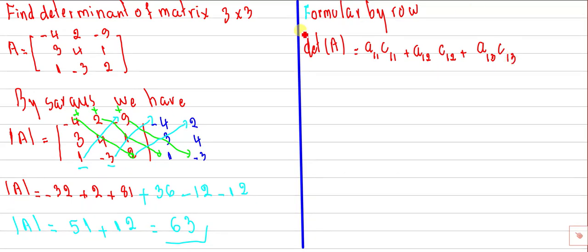So we have A11. Here I write A11 is equal to minus 4. A12 is equal to 2, and A13 is equal to minus 9. And about C11.